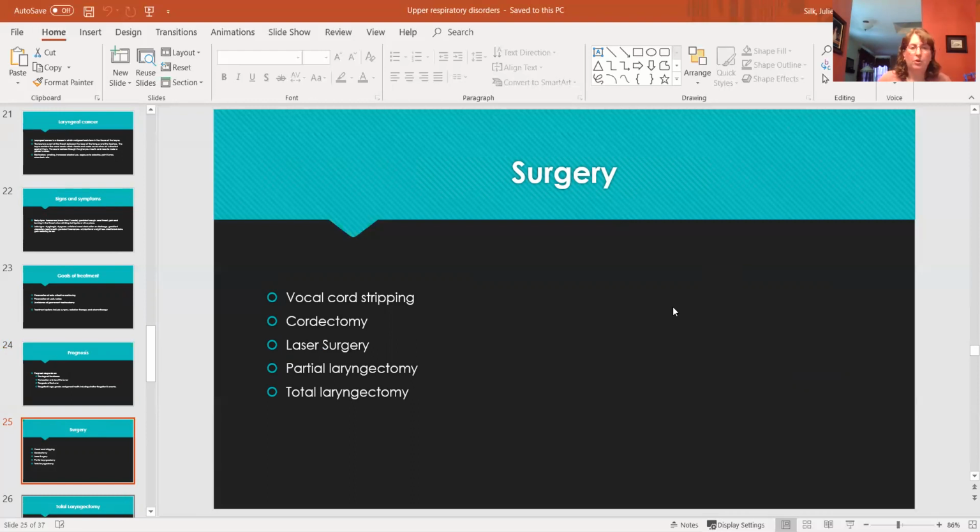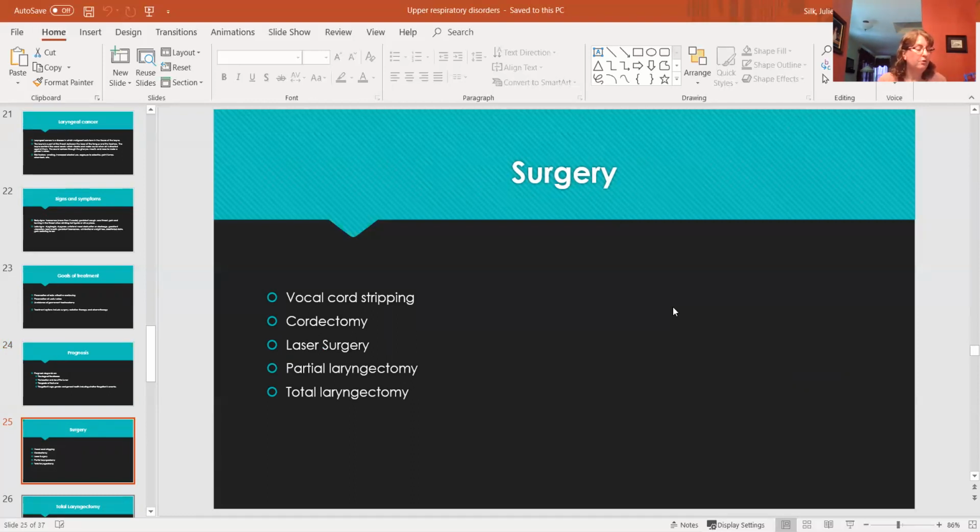So there's something called vocal cord stripping. This is where they remove the mucosa of the edge of the vocal cord using a microscope. So it's like a real tiny little surgery that they do. So obviously, if you just have like a nodule or something on your vocal cord, then this would probably be the thing to do.